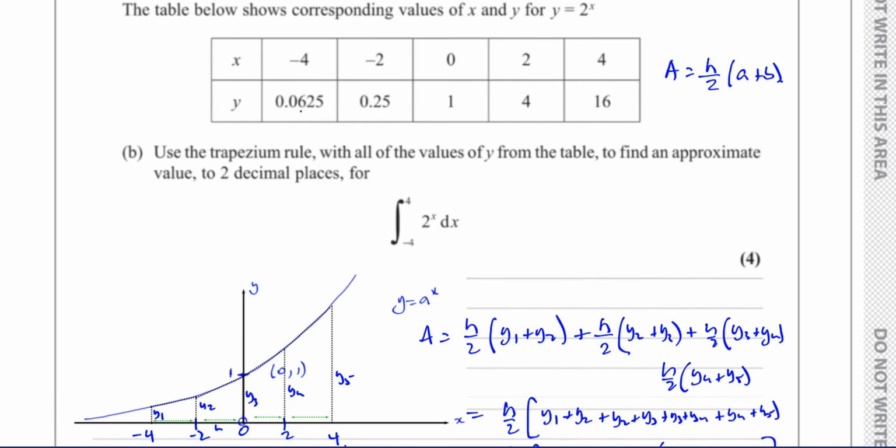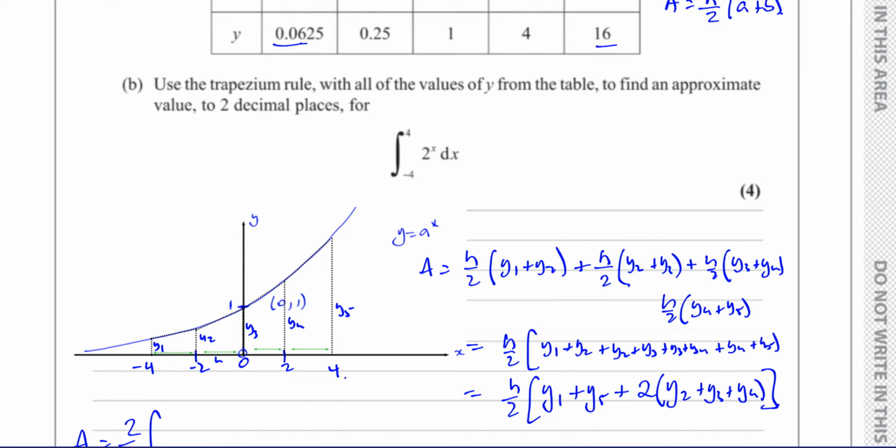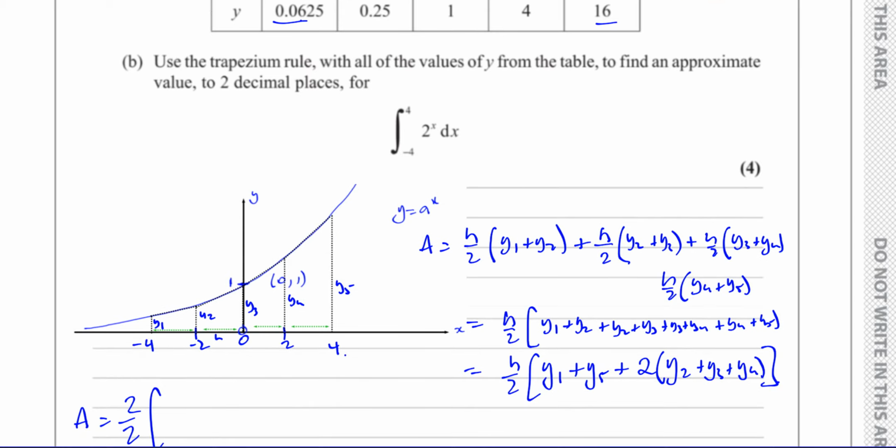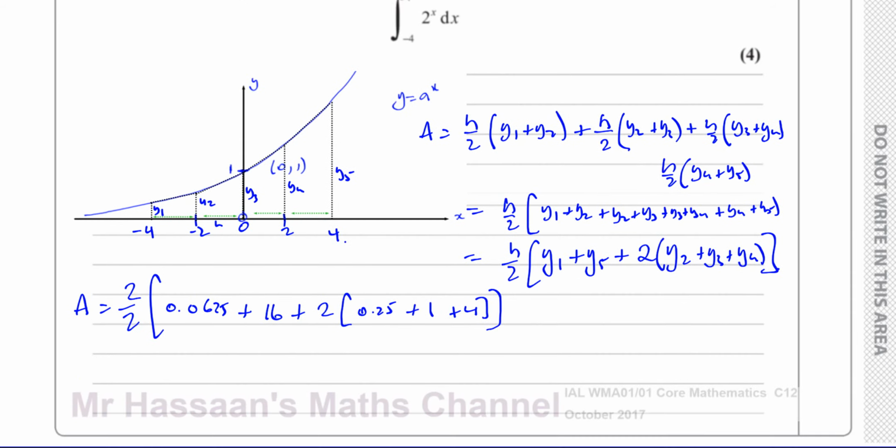So I'm going to take the first and the last one, which is this and this, and add them together without multiplying by 2. So I'll put 0.0625 plus 16 plus 2 times everything else in the middle, which is 0.25 plus 1 plus 4. That will give us an estimate of this area. Okay, so this area, the estimate's going to be, this will be 1 times all of that. So I can just stick all of that in my calculator.